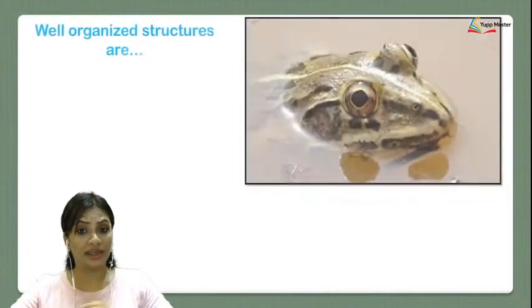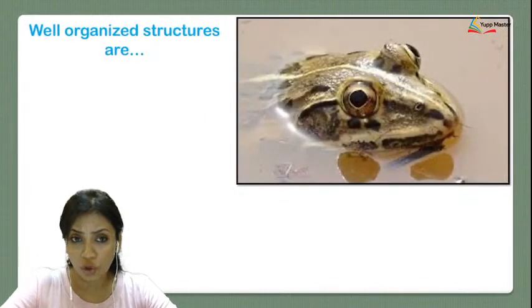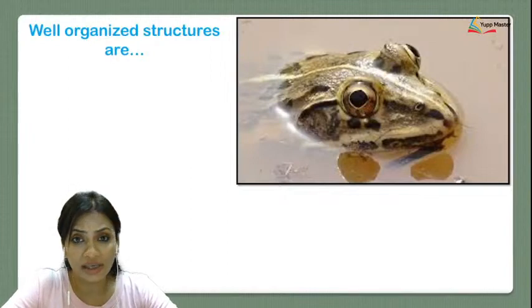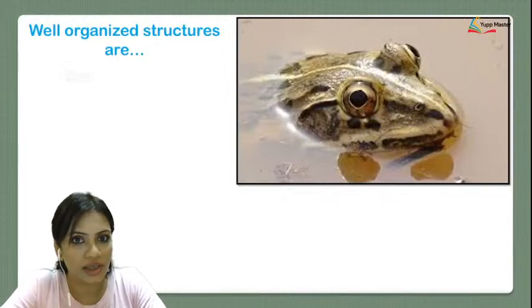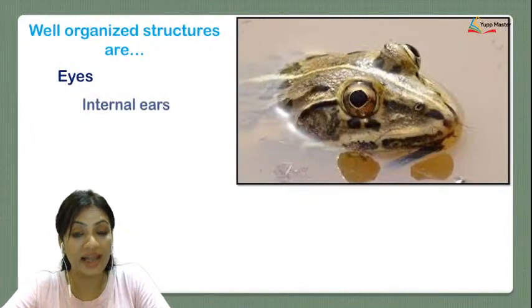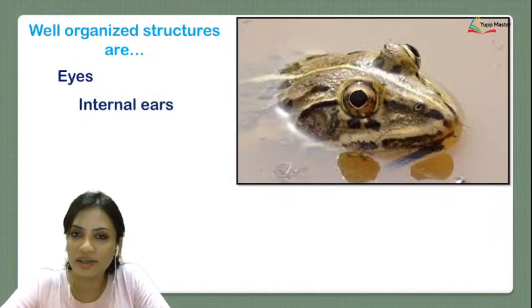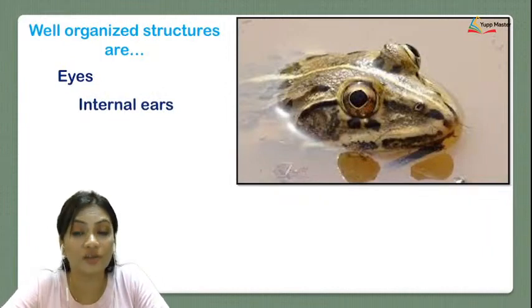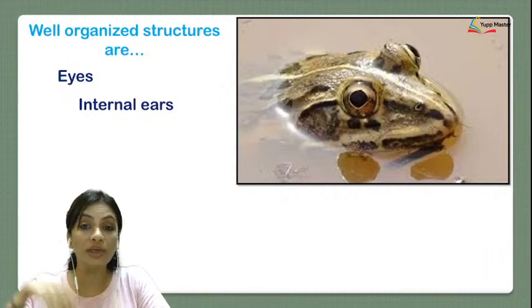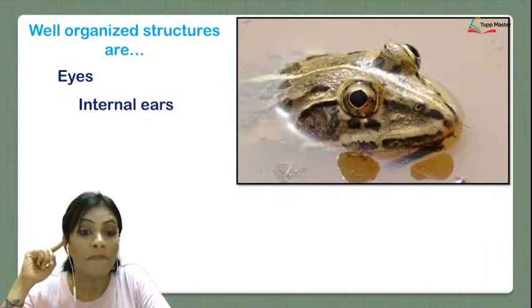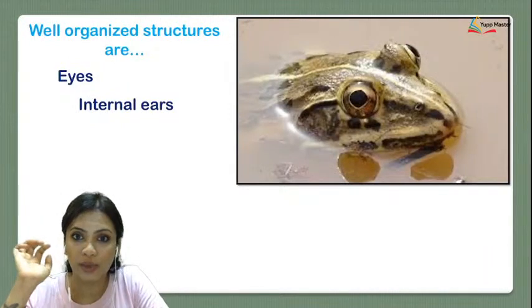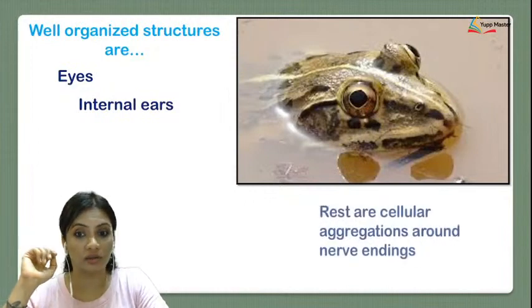Alright, so let us see. We see that in the frogs, they have well organized structures, and which are they? None other than the eyes, and also a very well organized structure present is that of the ear. They don't have an external ear like we do, but they do have a very well developed internal ear.